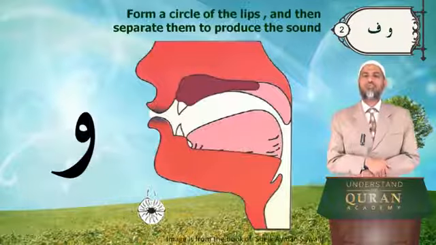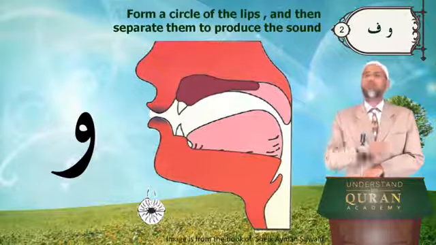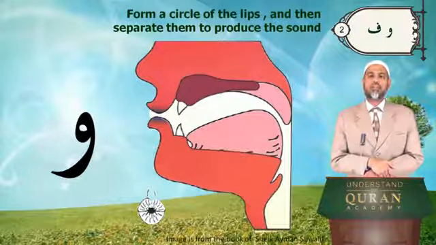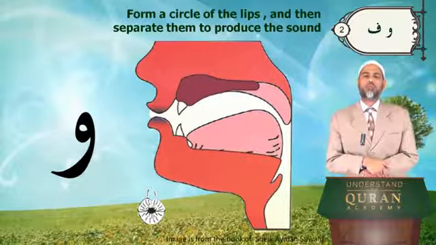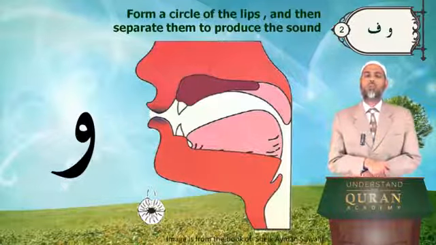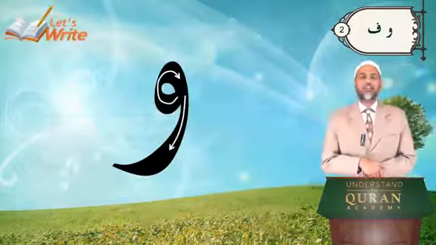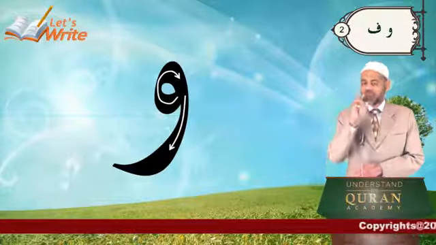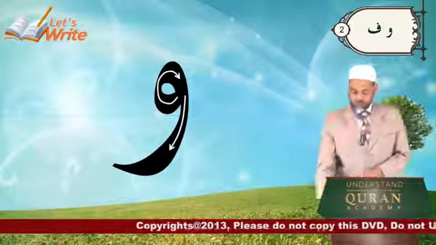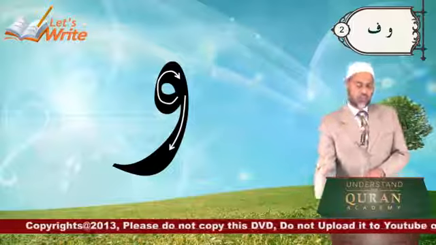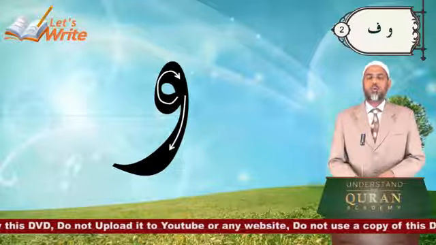So first of all, form a circle of the lips like that and then separate them to produce the sound. Wow. Okay, so it's not like letter V. Don't say wow with a V. First make the lips round and then separate them. Something like W, water.